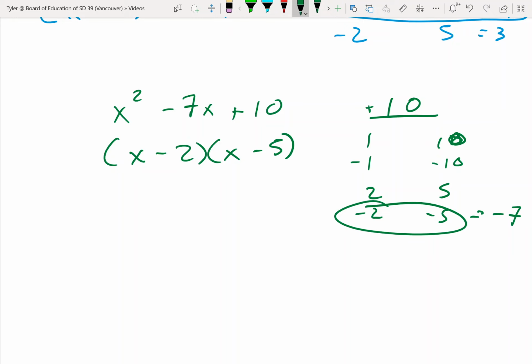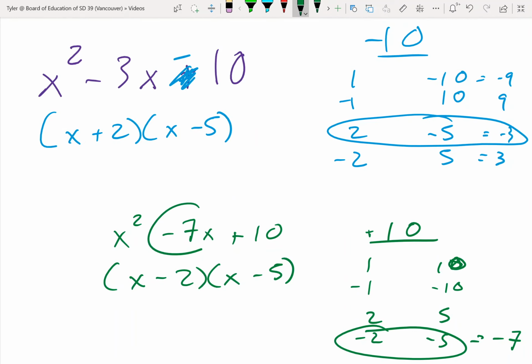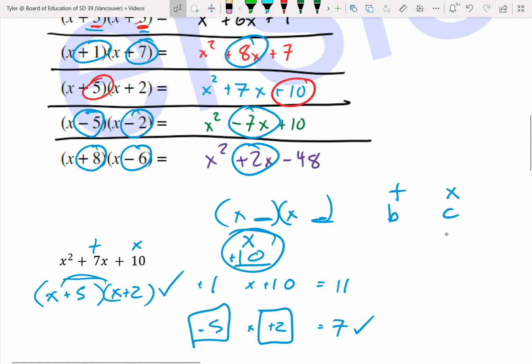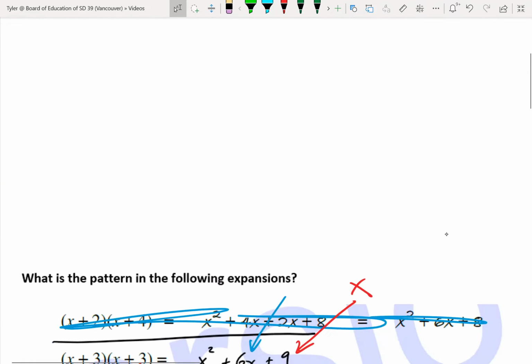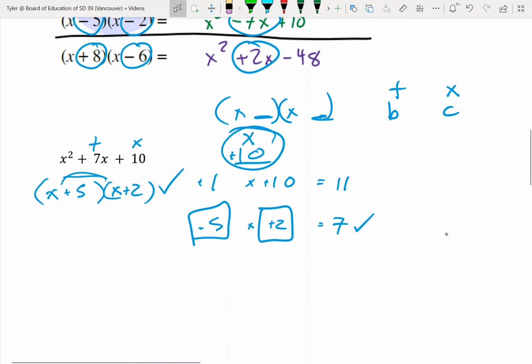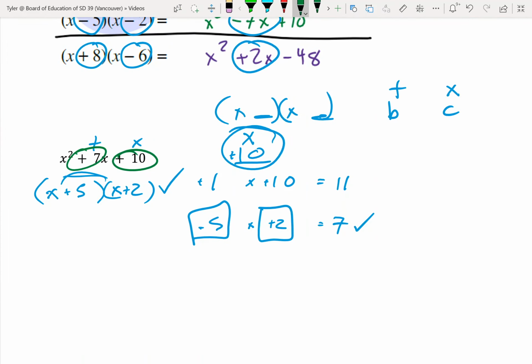so the trick is when you have a question that has a negative somewhere, whether it's for the C value or it's for the B value, you need to consider using negatives for different combinations of your factors. When we have questions like the first one that were much more straightforward, okay, like this, they were both positive. We only had to do positive factors, so it worked.